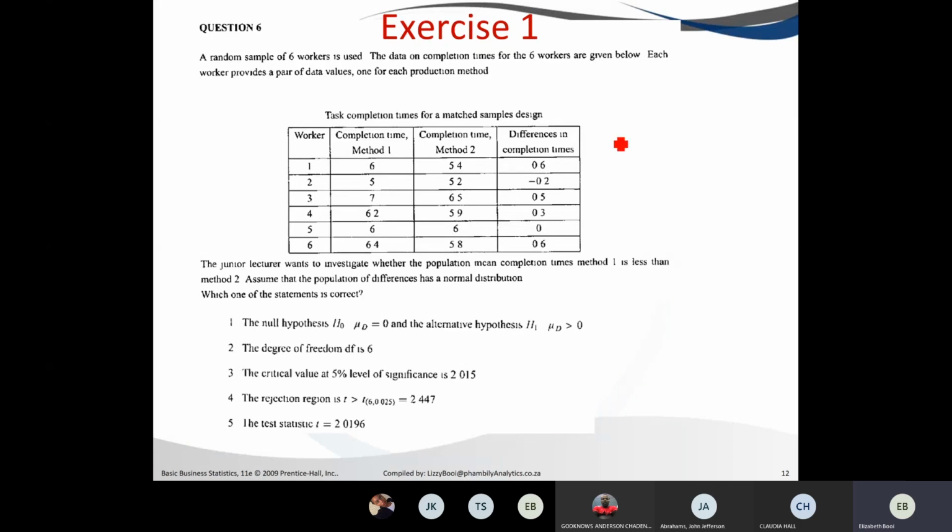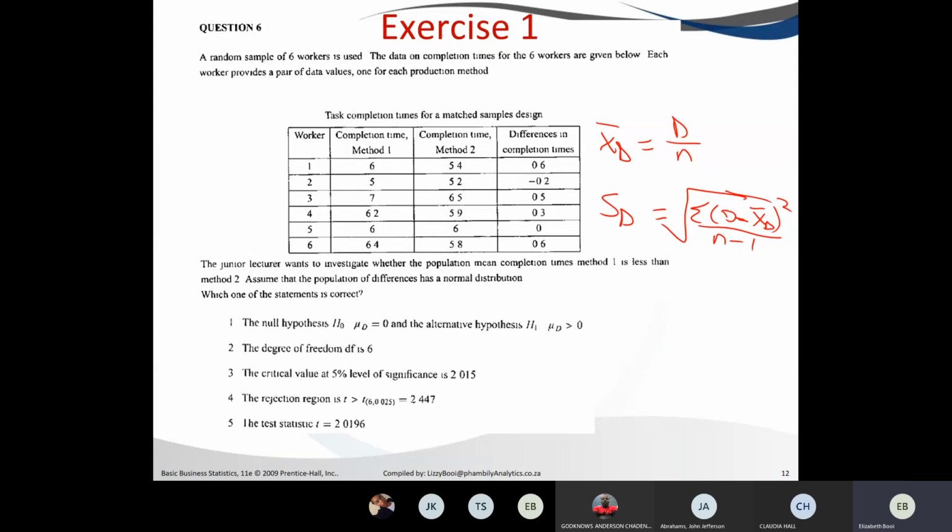All you need to do from here is to calculate your mean. Remember, in your module, I think you also use x̄D. So your mean will be your differences, the sum of D, divided by n. You need to calculate that because you will need it in your formula. Then you also need to calculate your standard deviation, which is the square root of the sum of your differences minus the mean x̄D, squared, divided by n minus 1. Once you have those, you are able to calculate any other test statistics that they give you.